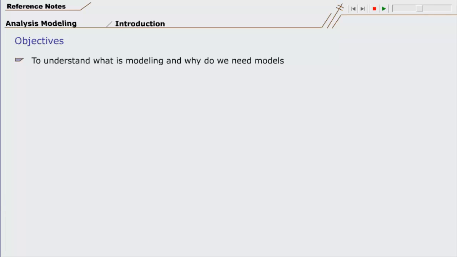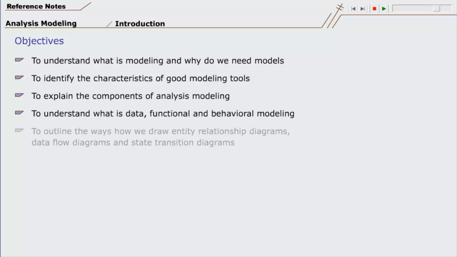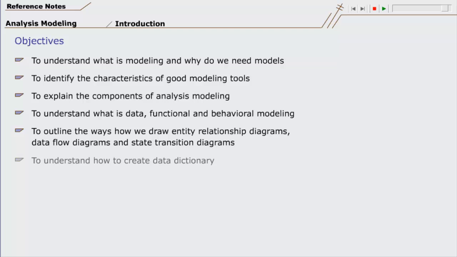After completing this unit, you should be able to understand what is modeling and why we need models, identify the characteristics of good modeling tools, explain the components of analysis modeling, understand what is data, functional and behavioral modeling, outline the ways we draw entity relationship diagrams, data flow diagrams, and state transition diagrams, and understand how to create a data dictionary.